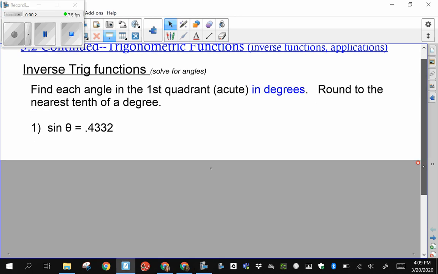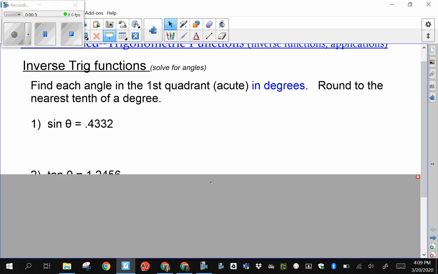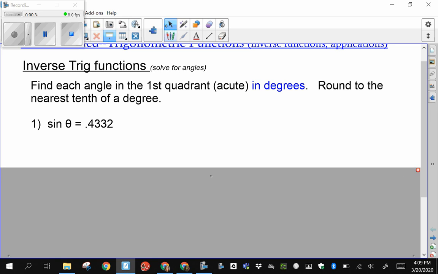I did steal the directions from the textbook. It says find each angle in the first quadrant, which means that we'll just be doing acute angles, which is nice. And then these first couple questions, we're doing those in degrees, and they are asking us to round to the nearest tenth of a degree. So remember that when you see theta, that's a variable, that's an unknown, and we're trying to solve for that.